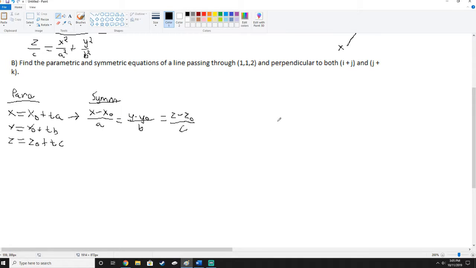So to start off, we're going to say where our vector coordinates a, b, and c are parallel to the line.